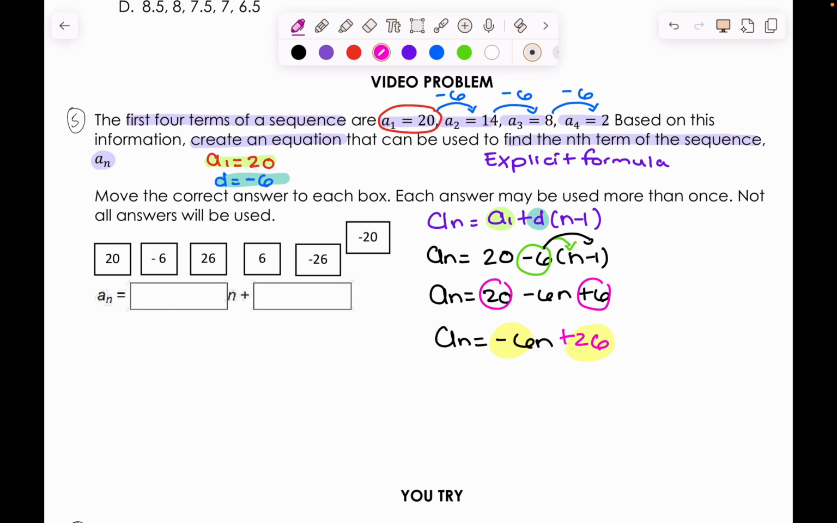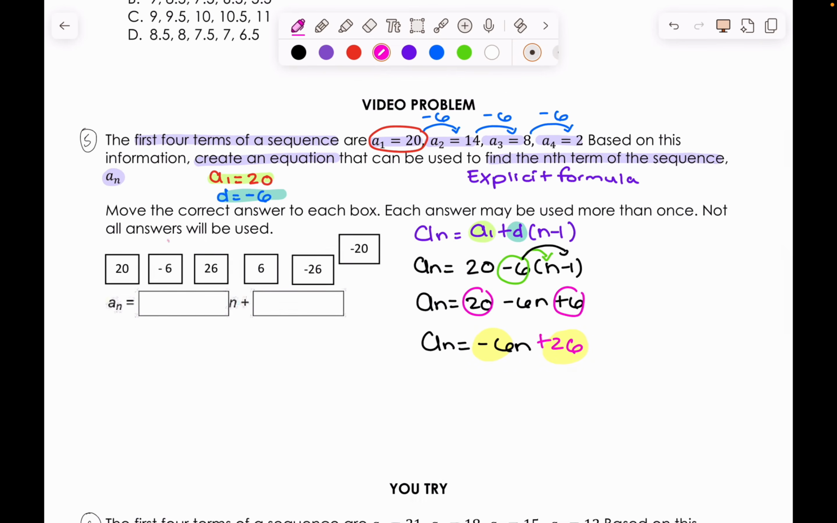So what are we going to use? This one right here is going to be negative 6. And I'm going to use this one right here because it's the positive 26. And you're done. Now, if you're struggling and you don't know how to use this type of formula, there is a shortcut. And this is using the calculator.